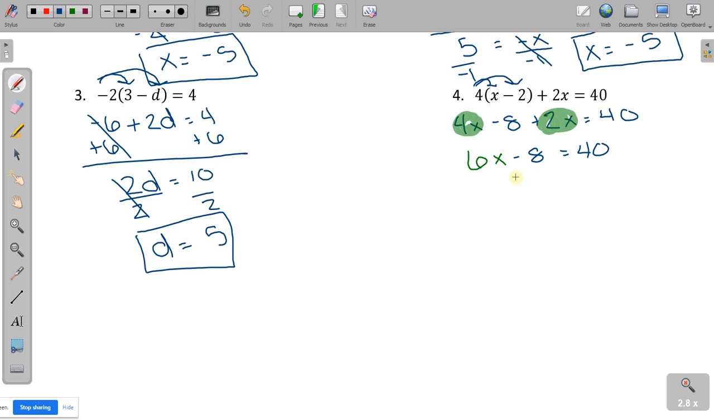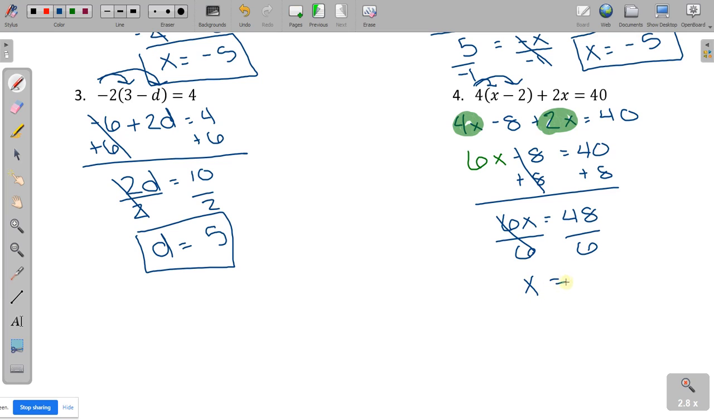Now we have to get rid of this loose number. So we're going to add 8 to both sides. Cancels out. Bring down our 6x equals 40 plus 8 is 48. Divide both sides by 6. So x is going to equal 48 divided by 6 is 8.